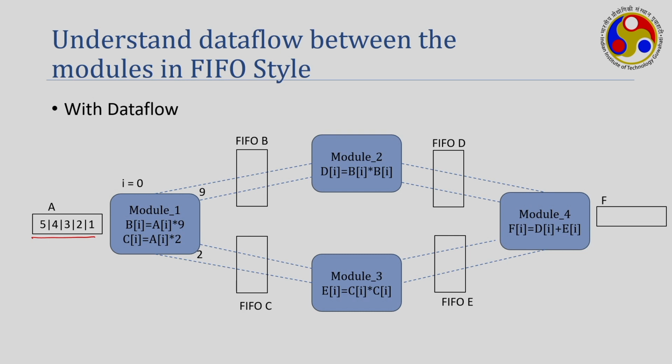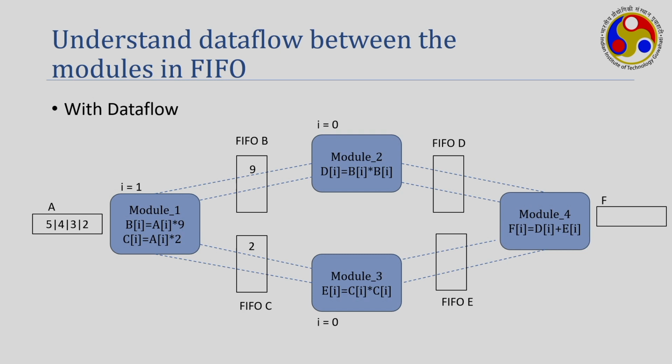Whenever I equal to 0, what is going to happen is that B0 and C0 will be produced. Since it is 1, I multiply with 9, so it will be 9, and it is 1, so it will be 2. So, this is my B0 and this is C0, it is produced, first clock is done. In the next clock, this FIFO will say it is not empty. So, module 2 and 3 will understand that FIFO B and FIFO C are not empty, so they can consume B0.